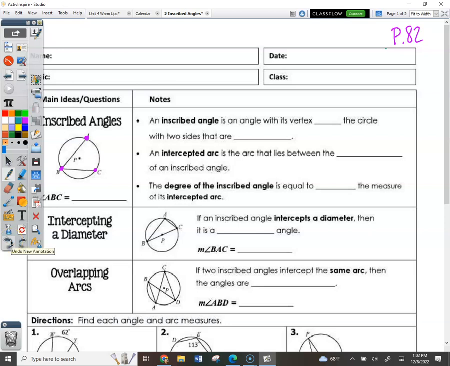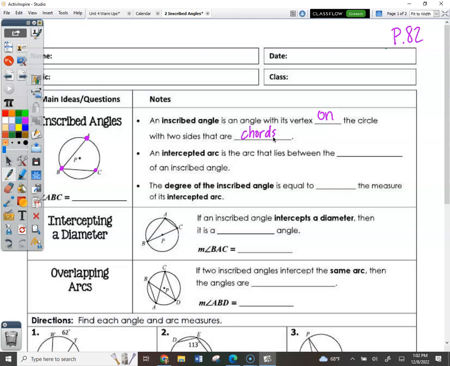Now, fill in the blank. An inscribed angle is an angle with its vertex, not the center, but on the circle. Which means, since the vertex is sitting on the circle, the two sides of the angle are actually called chords. Now, with a central angle, the two sides are called the radii. With an inscribed angle, the two sides are chords.